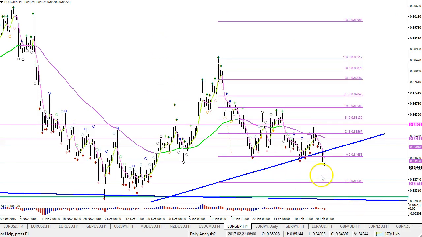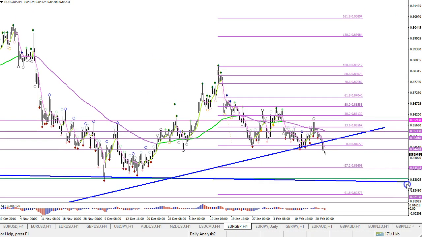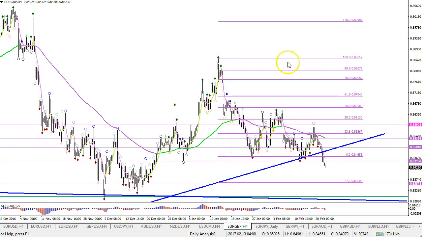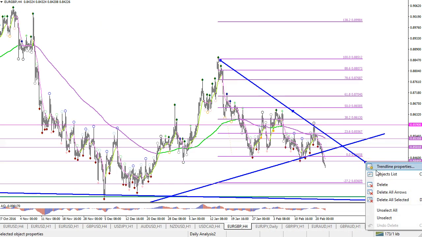On the 4-hour chart, though, I think you can see the opportunity to fall down to 83.60 and perhaps 83 and then perhaps even 82.25-ish. Those are the zones to the downside. And you can see that we're in a nice downtrend channel on the 4-hour chart as well. You can see that there are nice lower lows and lower highs.